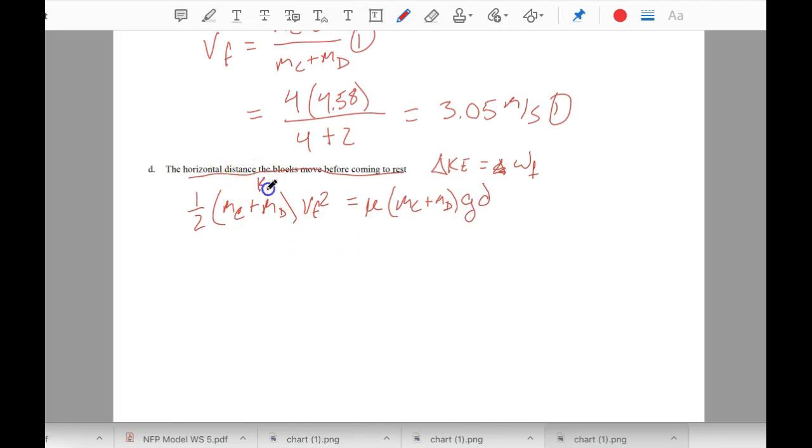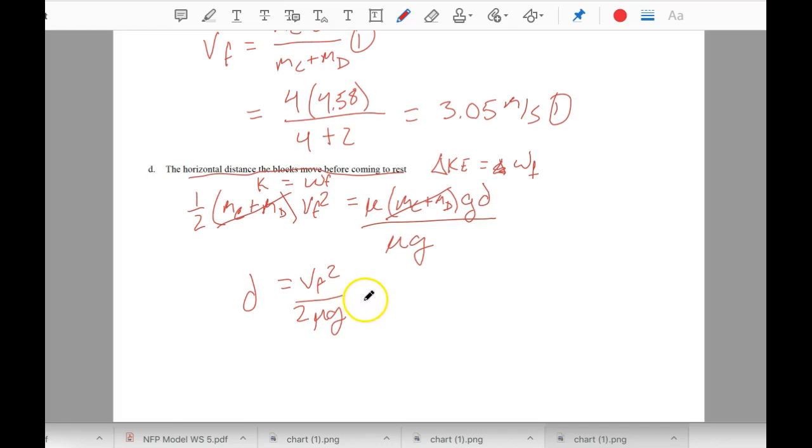So if we wanted to, we could say that the kinetic energy before is equal to the work done by friction after. Let's go ahead and plug everything in. First thing we want to do is solve for D. What's really nice about this is we can get rid of the mass, so the mass won't matter. Then if we solve for d, we're going to divide both sides by mu times g. So now we're going to have d is equal to v f squared all over 2 mu g.